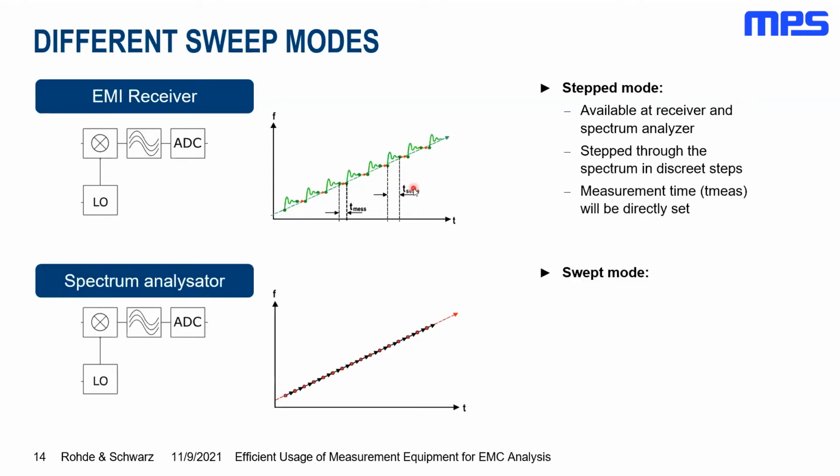And if we go for the more modern architectures, we have the so-called swept mode. In the swept mode, we're continuously going through the spectrum, varying the frequency components and doing the measurements there. So it's important to keep that in mind: in swept mode, we are continuously varying the frequency, while in step mode, we go from one frequency to the next in discrete steps.